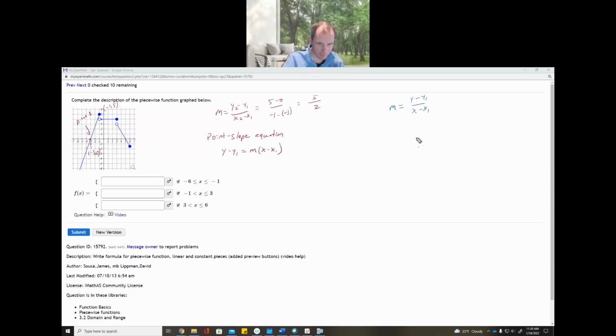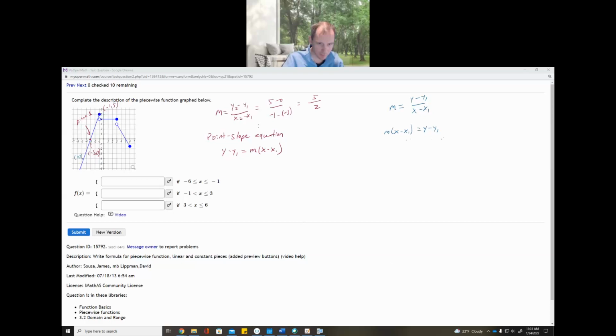Now, to get rid of the fraction, I just multiply both sides by x minus x1. This is the point-slope equation of a line. The point-slope equation of a line is the slope formula, where one of my points, instead of being a definite point, is a variable point, x comma y, and then we write it without a fraction. So that's just a little bit of review.